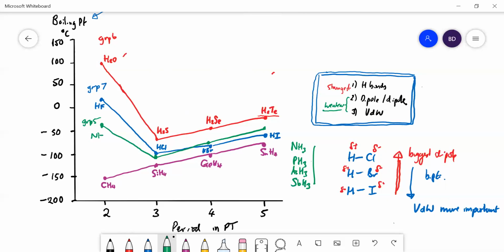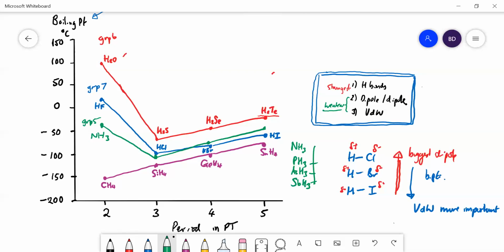This is ammonia up here, isn't it? NH3. Ammonia has got an abnormally high boiling point, and that's because you can have hydrogen bonds in ammonia, whereas in the other ones, in PH3, AsH3, and antimony hydride, there's no possibility of hydrogen bonds. There'll only be van der Waals forces there.